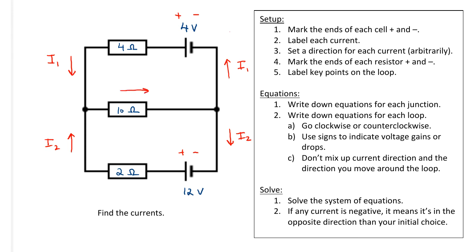This is a third current over here. I'm going to imagine it's going in that direction and label it I3. So I've labeled each current, and I've actually already chosen a direction for each current, and that's arbitrary. These might end up being the wrong directions for these currents, and I'll see that later.